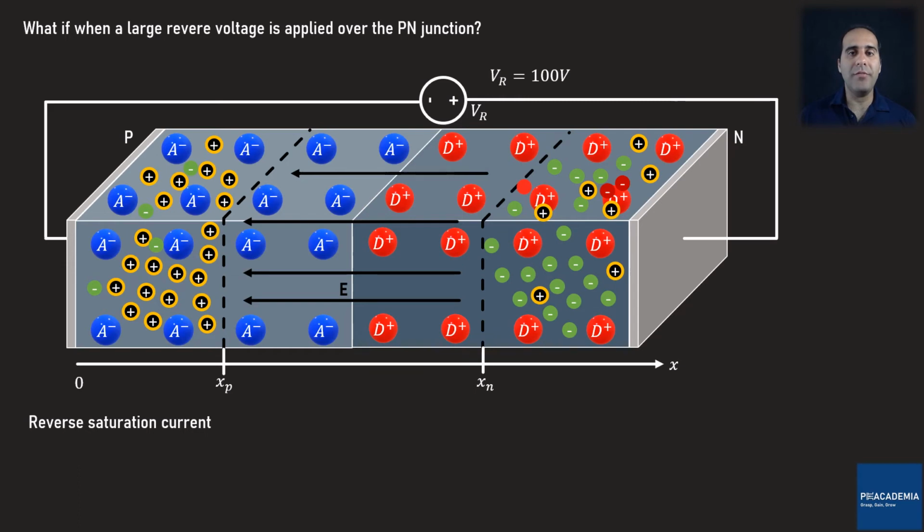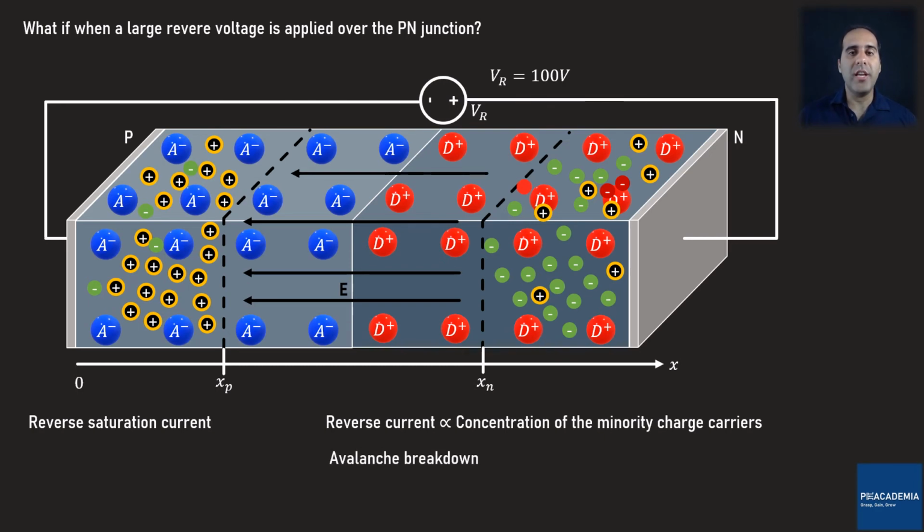As a result of this avalanche, the concentration of minority charge carriers increase drastically. We already know that the reverse current is proportional to the concentration of the minority charge carriers. Now that we have increased the concentration of charge carriers a lot, the reverse current skyrockets. This process is called avalanche breakdown.